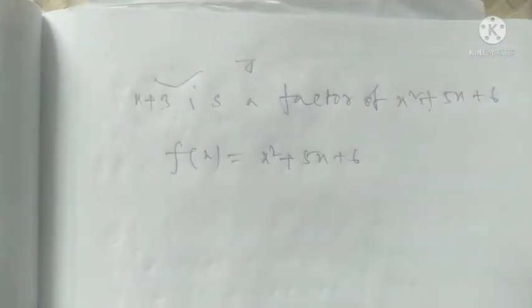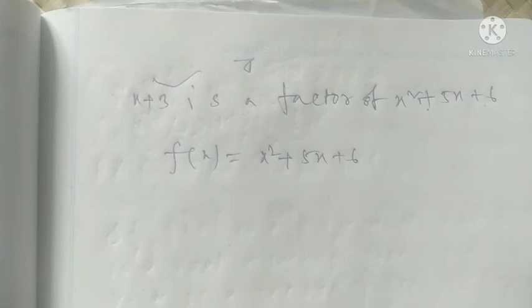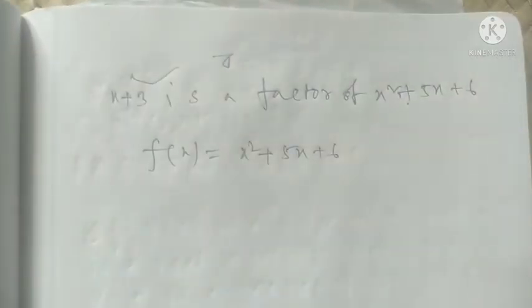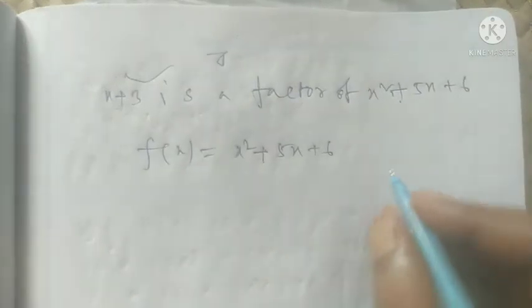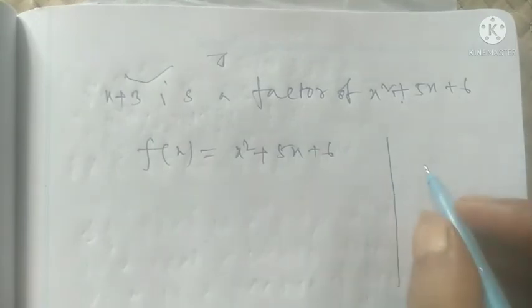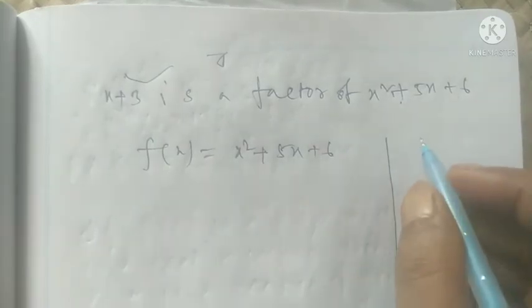So how do we know whether this is a factor, yes or no? How to check? This is the factor theorem. I'm going to explain it in this video. So next line, next video, keep watching. I think you can clearly understand.